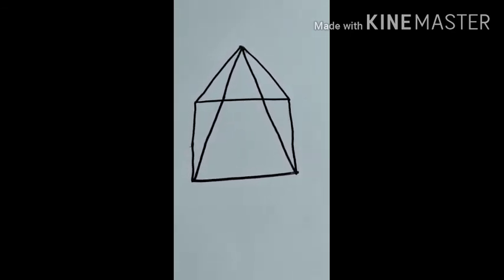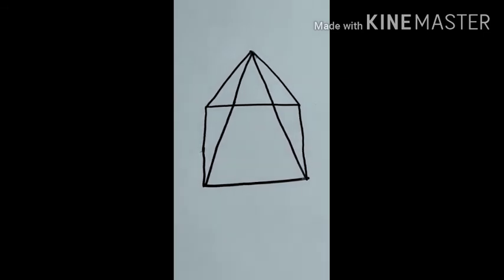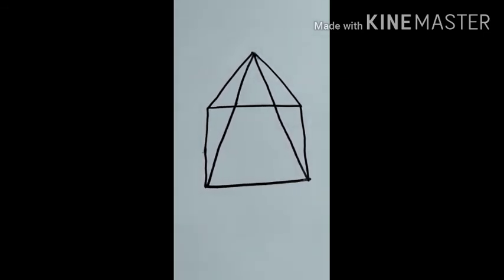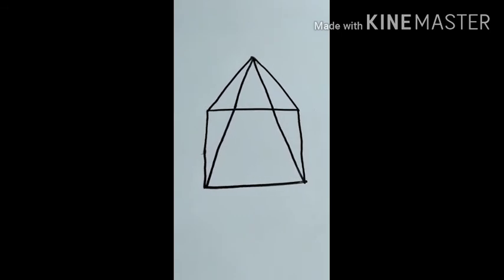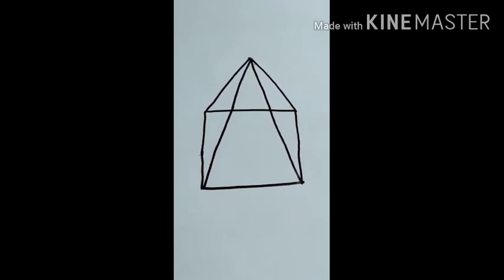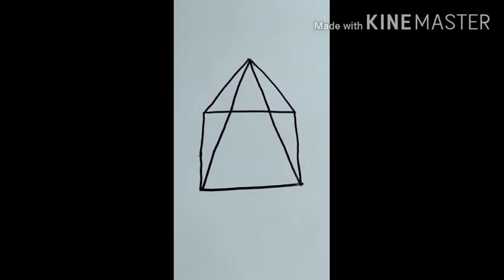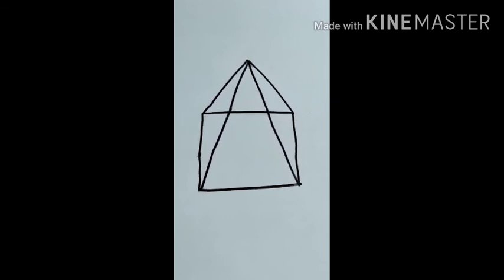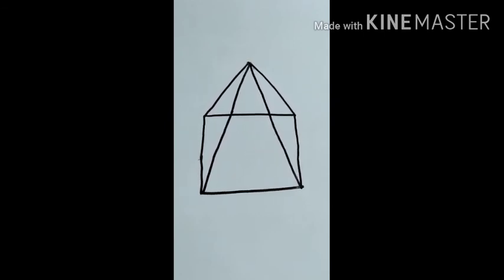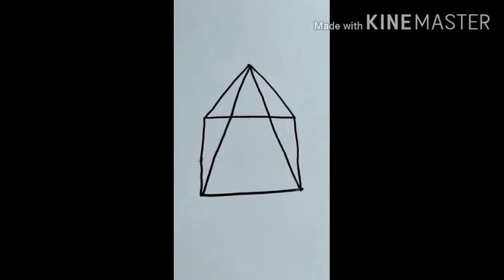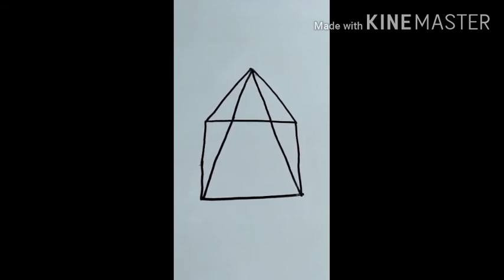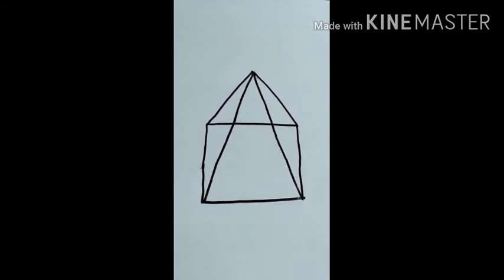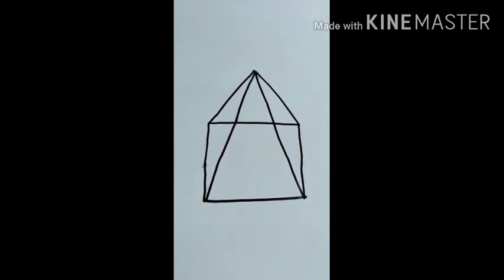In the picture we see that the base or lower surface is a square. There are 4 lateral surfaces. The shape of the lateral surfaces is triangle. The upper parts of the lateral surfaces have gradually become thin and have met at a point. This pyramid has 5 surfaces in total.